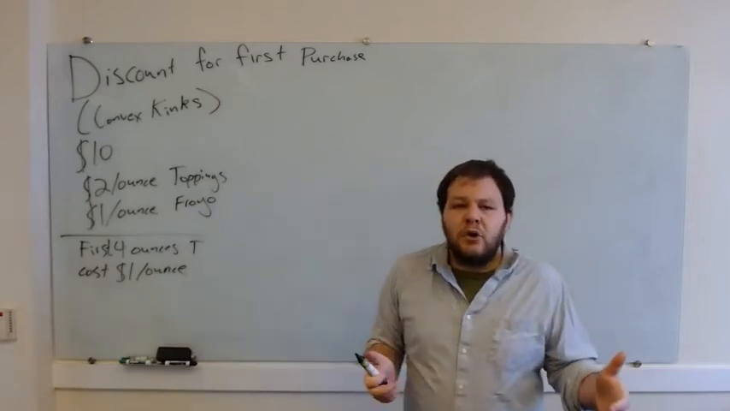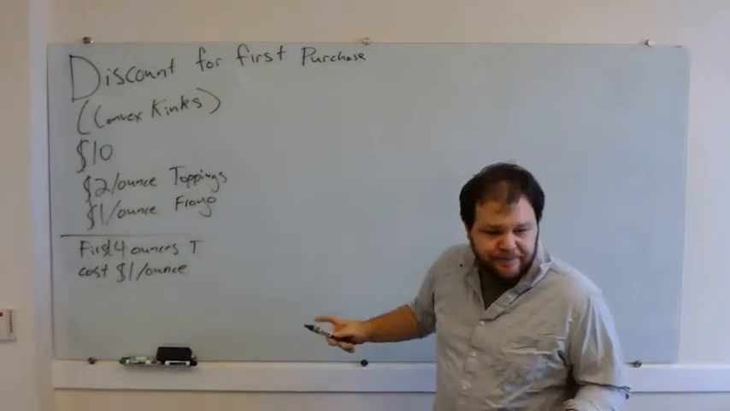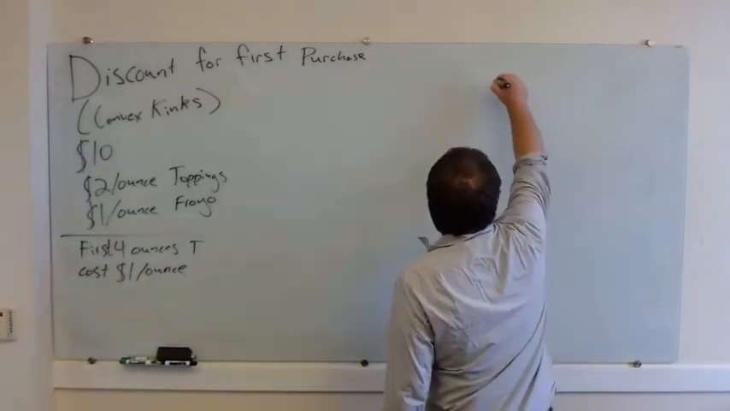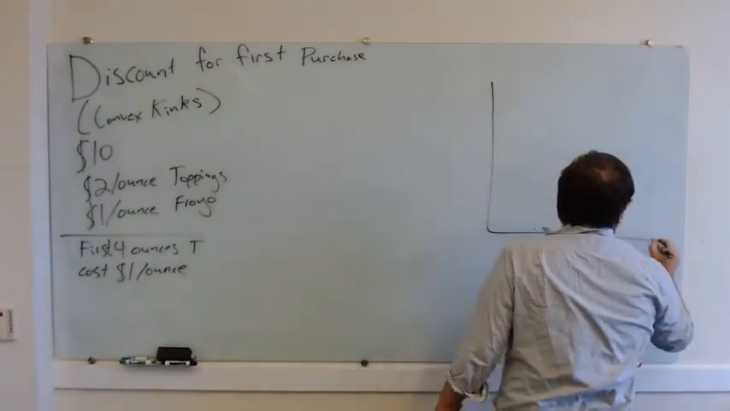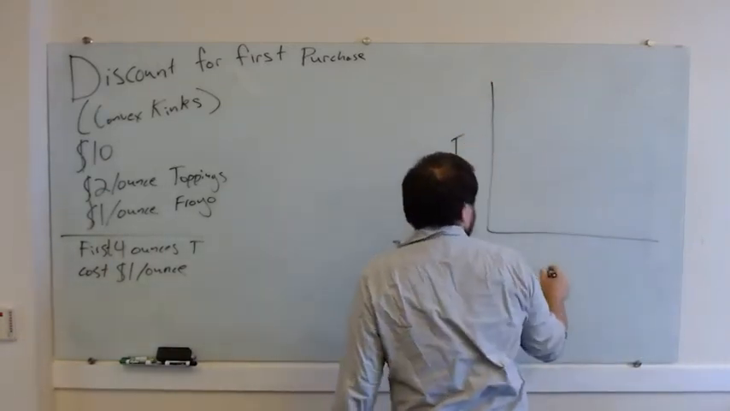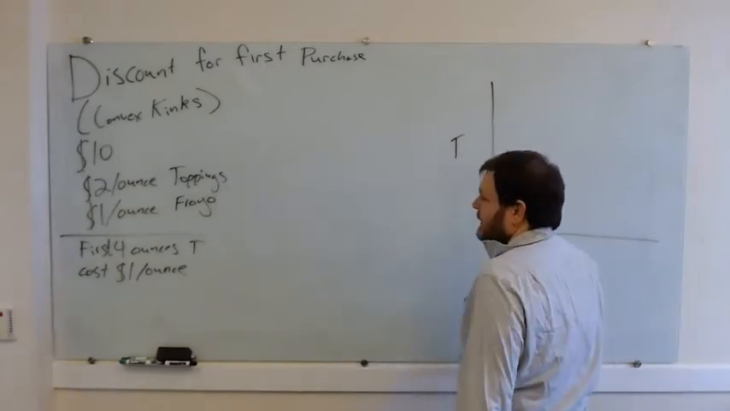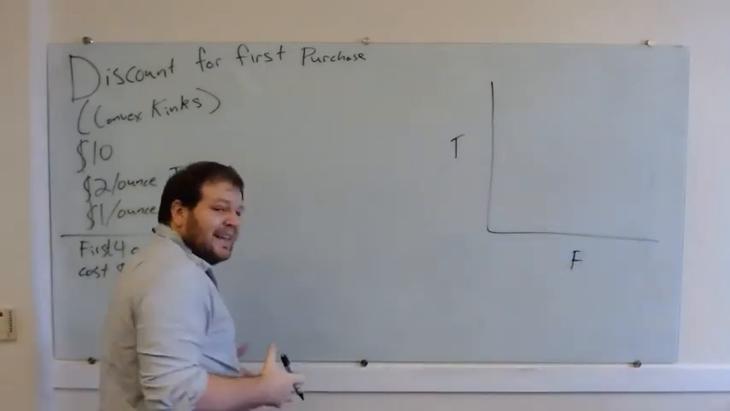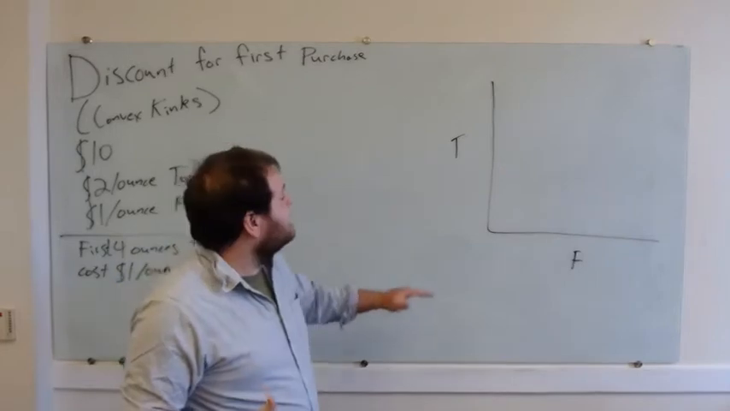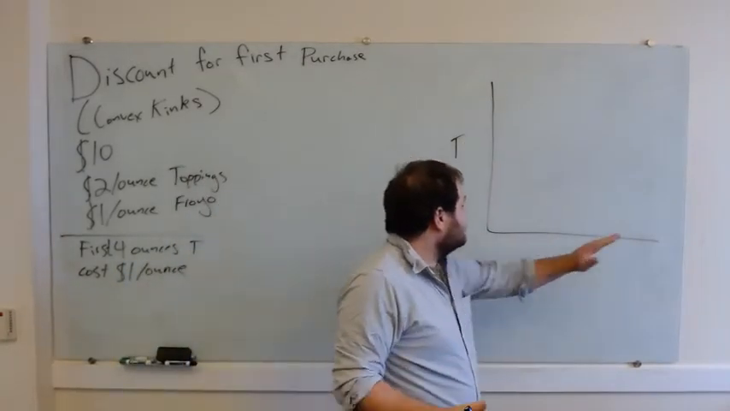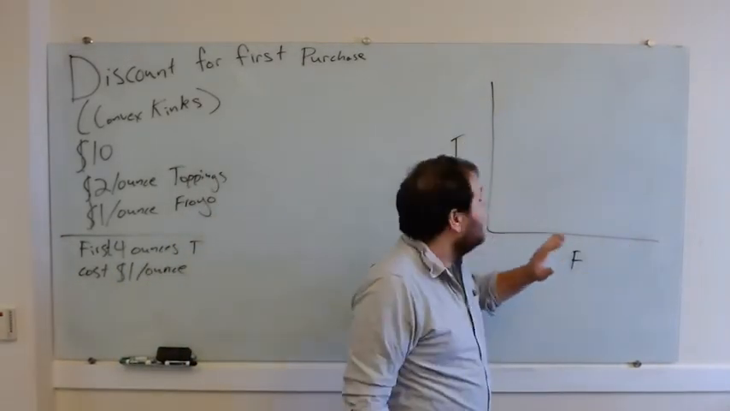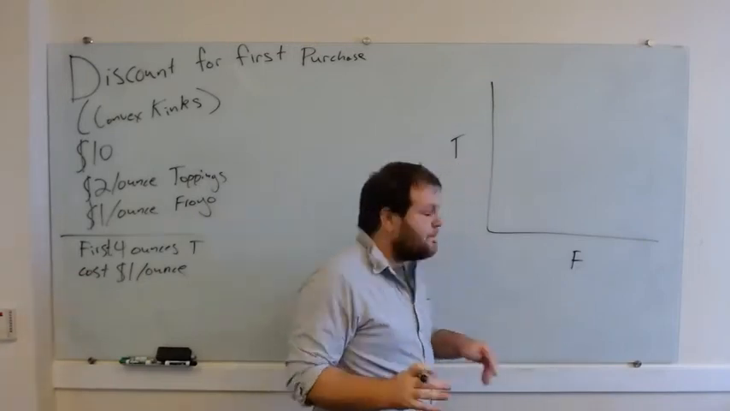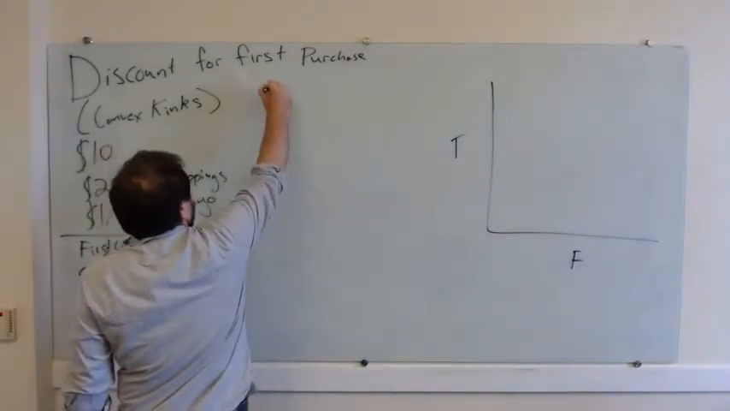Cool. So let's think about what this is going to look like. And to do that, let's draw a graph where we'll put topping on the vertical axis and froyo on the horizontal axis. And let's think about the crucial points on this graph, right? So let's think about the intercepts, right? How much froyo you can get when you buy no topping, how much topping you can get when you buy no froyo. So let's start with the froyo intercept.